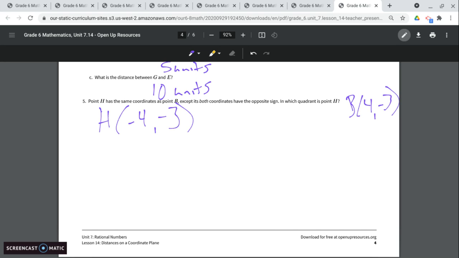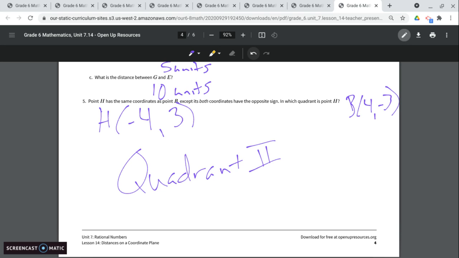So if, or both its signs are opposite, so actually, sorry, I read that wrong. So both its signs are opposite, so it'd be -4, +3. So it's got one negative, one positive, so this would be in quadrant 2, because our x value is the negative. All right, so that is what we are looking at in terms of the coordinate plane and finding those distances.